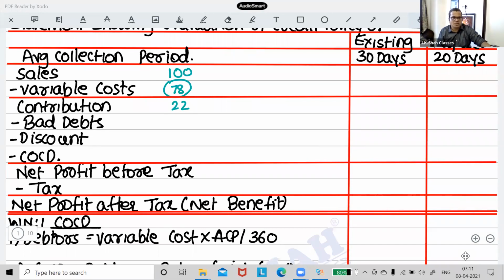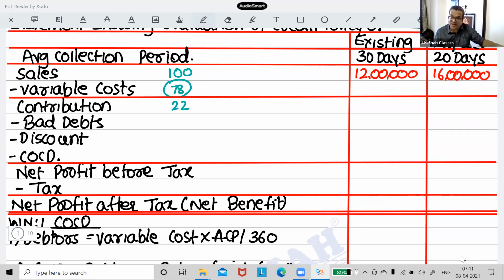Okay, so let's start filling up the data. The existing sales is 12 lakh. And as we discussed, new sales is going to increase by one third. So one third of this, 12 lakh divided by 3, is 4 lakhs. So it comes to 16 lakh.